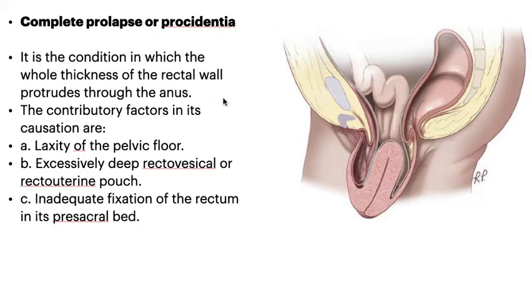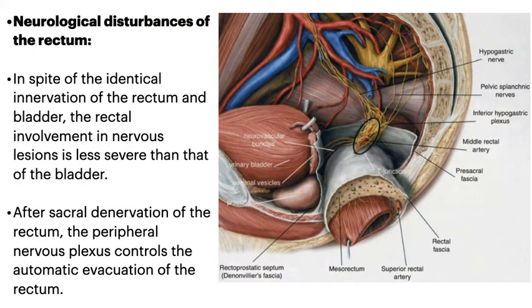Also, procidentia is a condition where there is complete rectal prolapse in which the whole thickness of the rectal wall is protruding through the anus. It could be caused by the laxity of the pelvic floor, an excessively deep rectovesical or rectouterine pouch, or inadequate fixation of the rectum to its presacral bed.